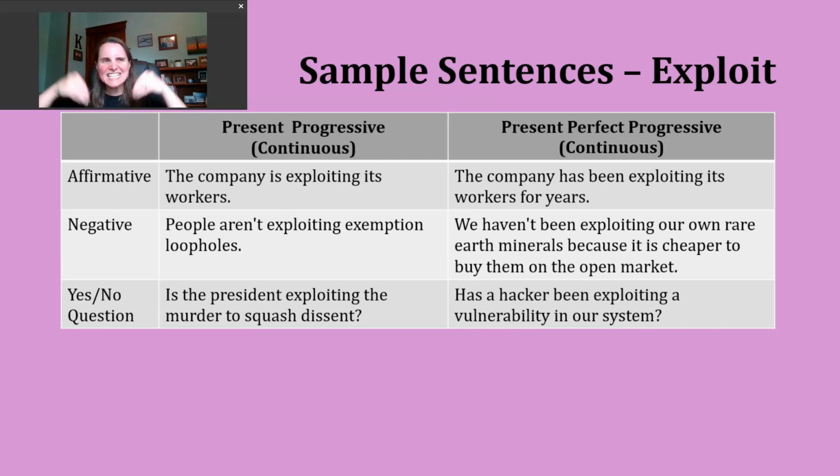So the focus just isn't on that it's happening now, but that idea that this has been ongoing. You'll notice present perfect progressive has 3 P's, and that can help you remember that you'll need 3 parts to make your verb.